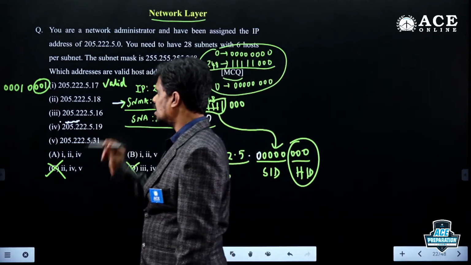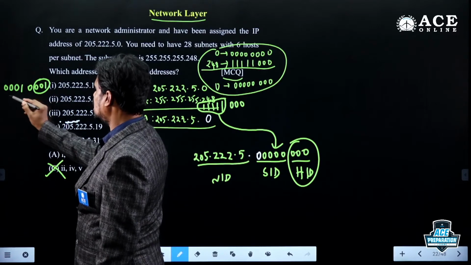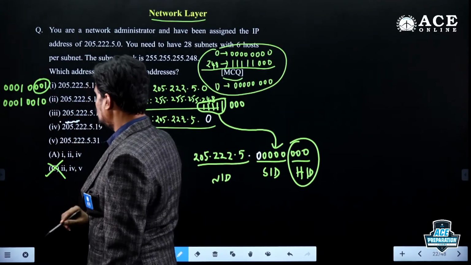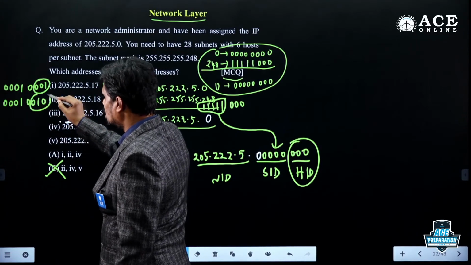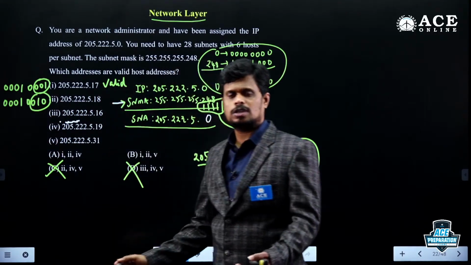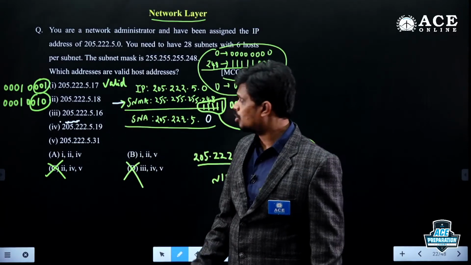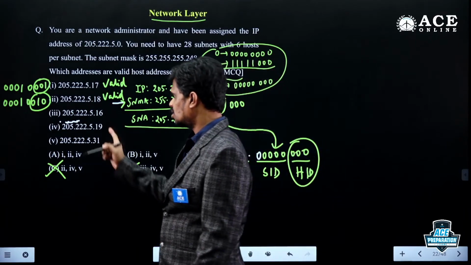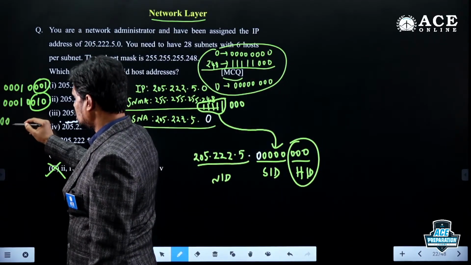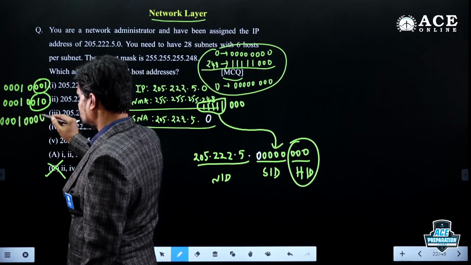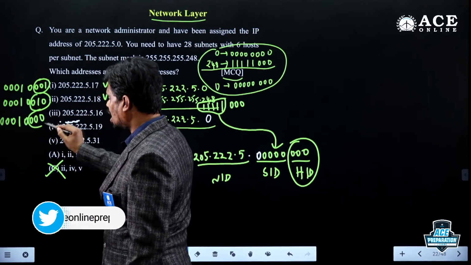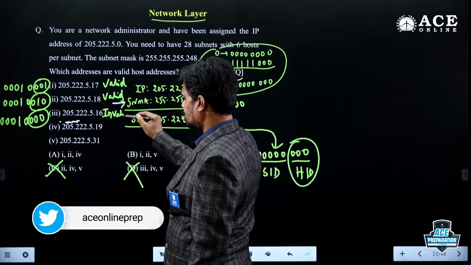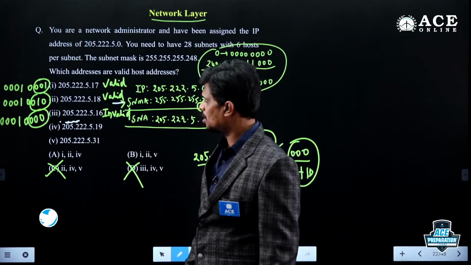Next, coming to 18. If it is 17, then how can I write 18? 16 plus 2. This is 18. Look at the last 3 bits now. They are also not all ones and not all zeros. So this 18 is also a valid address. Next, 16. If we verify, 16 is this here. The last 3 bits are all zeros. So this is an invalid address.